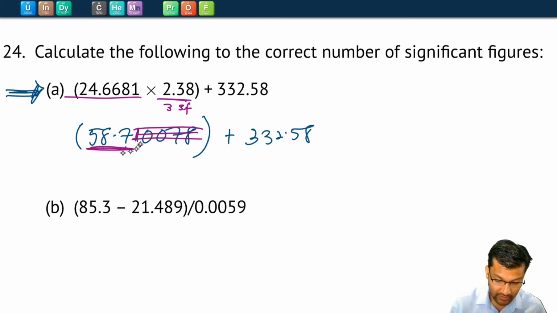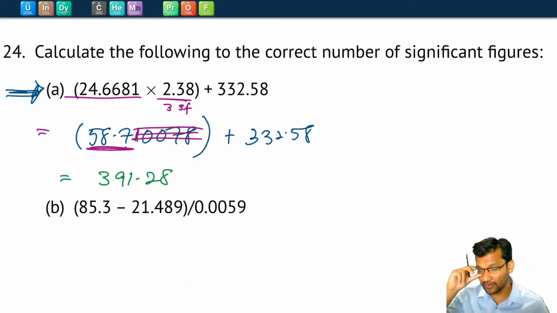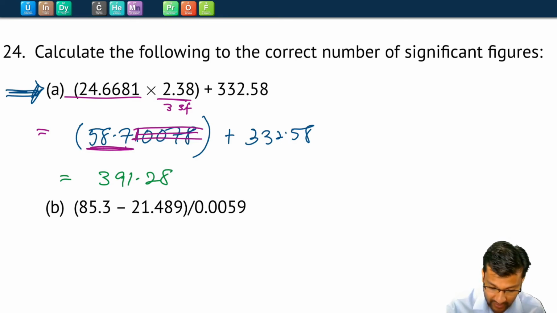Now that we have that, we can go ahead and do the adding. So if we add these all together, 58.7 plus 332.58, we get 391.28. But because we added, we need to look at the position of the least significant figure. In here, it's the hundredths place. And in here, it's the tenths place. So our answer should only have significant digits up to the tenths place because we've added. So we look at the 8. It's more than 5, so we round up. So this means that our answer should actually be 391.3.